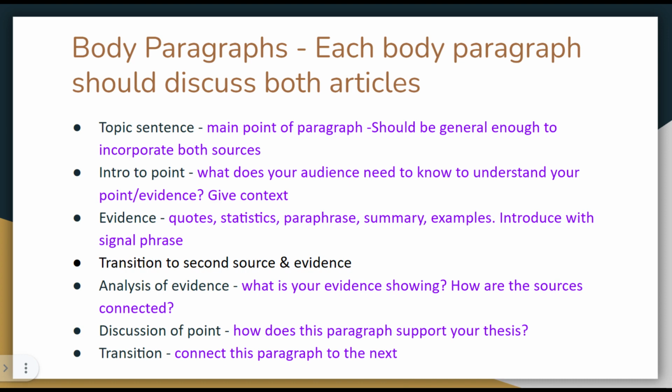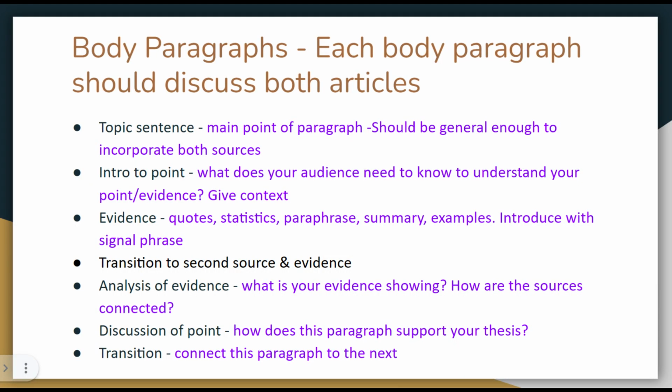Next, you are going to provide your evidence from one article, and this can come in the form of quotes, statistics, paraphrase, summary, examples, and you always want to introduce your evidence with a signal phrase, which we will be discussing a little bit later when we talk about APA formatting. Then you're going to transition to your second source and provide your evidence. And you then want to analyze your evidence. So what is your evidence showing? How are the sources connected?